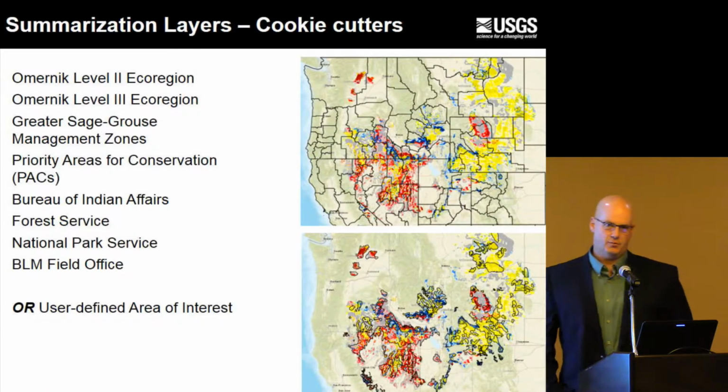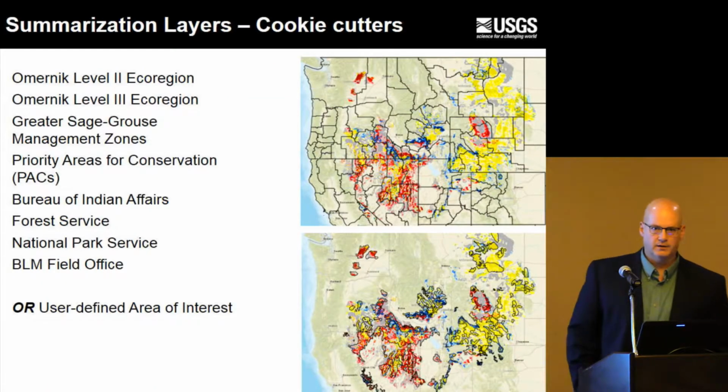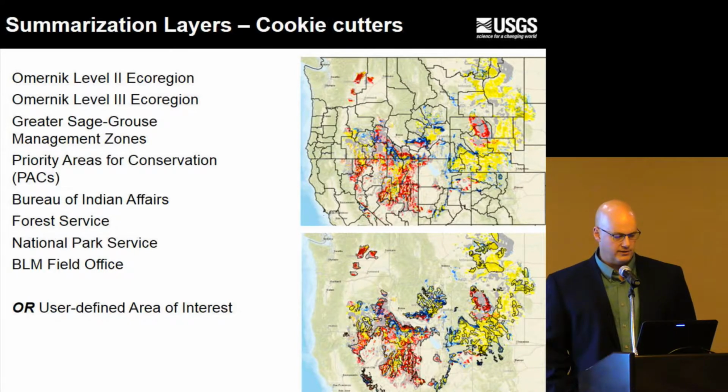And then areas that you might be interested in comparing, some of the standardized cookie cutters we've got listed here on the left side of the slide. Ecoregions, management zones, PACs, some different agency designations, or you can define your own area of interest. For each of the cookie cutter layers, you can turn on or off the different ones, click within that field office area or PAC, and it'll tell you which one it is and give you the summary for it.